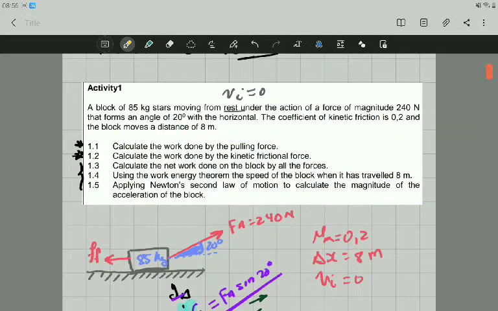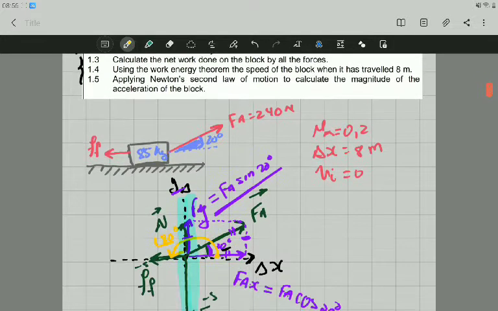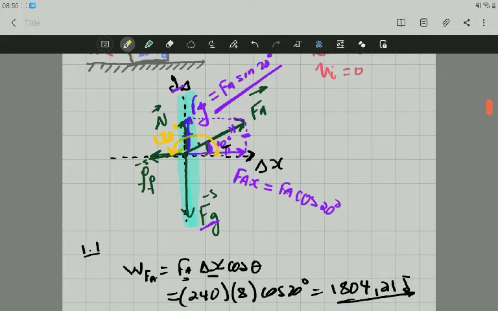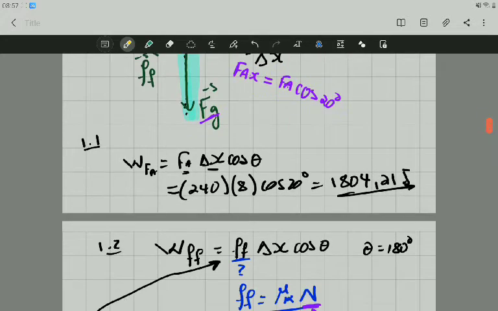There is the question: a block of 85 kilograms starts moving from rest under the action of a force of magnitude 240 Newton that forms an angle of 20 degrees with the horizontal. The coefficient of kinetic friction is 0,2 and the block moves a distance of 8 meters. Calculate the work done by the pulling force. Remember last time we did the drawing, we write the data and we draw the free body diagram including the components. Remember, the components are not part of the free body diagram, but it's helpful to show them so you know what forces are on the x-axis and which forces are on the y-axis.